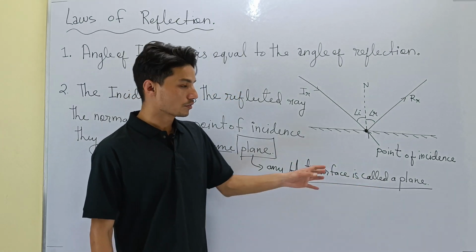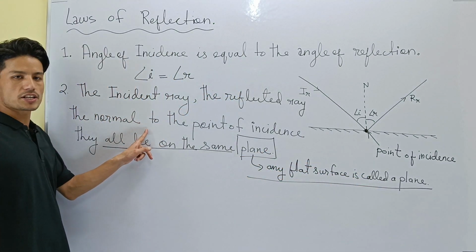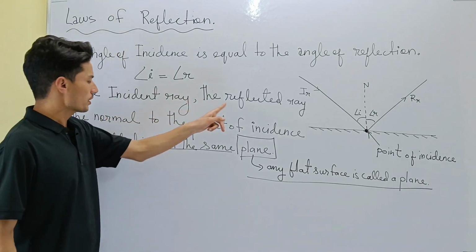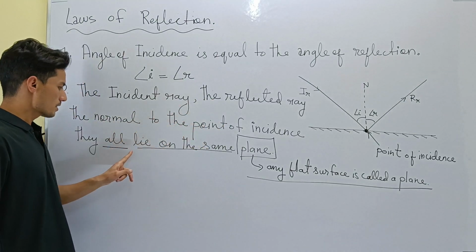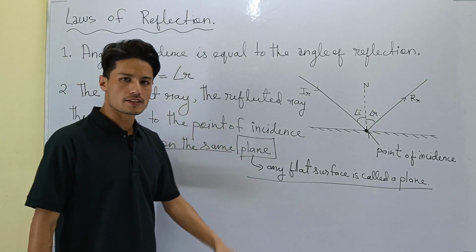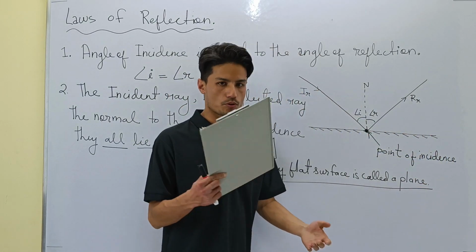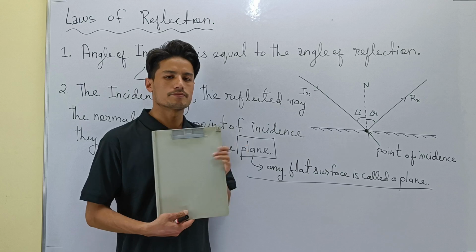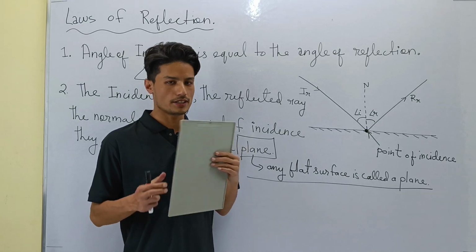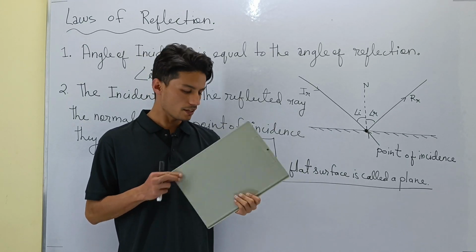Now let us understand the second law of reflection. The incident ray, the reflected ray, and the normal to the point of incidence all lie on the same plane. What does it mean? To let you understand, let me take this exam board. So this is an exam board. Is this a plane? Definitely yes. If it was not a plane, why would I even be using it?